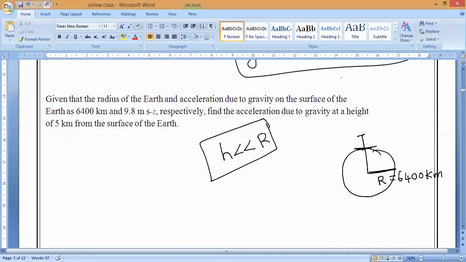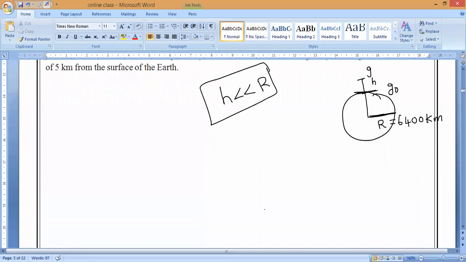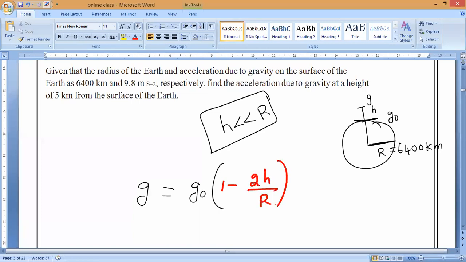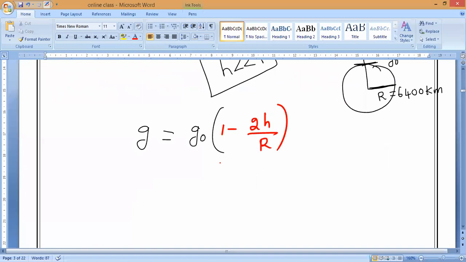As we know, at the surface, the G value is G naught. And here we have to find it at a height. So in this case, what is the formula we have to use? We have to use G is equal to G naught into, what is the formula? You have to tell me. G naught into 1 minus 2h by R. That's all. So this is the formula we have to use. Everything we people know, so now only substitution.